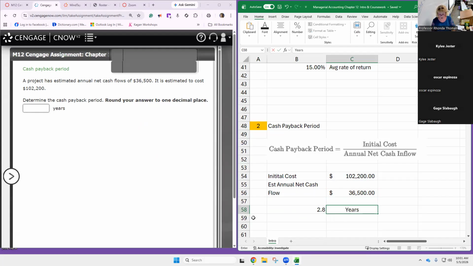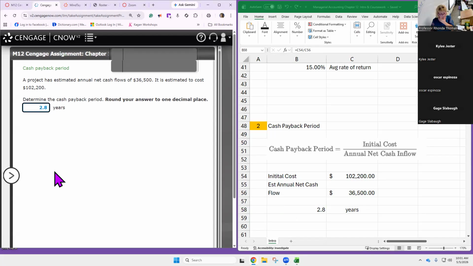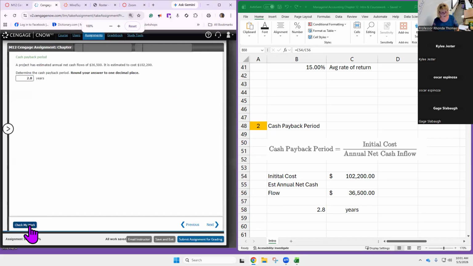So once again, this project that cost us 102,200 with an estimated annual net cash flow of 36,500 should pay us back in 2.8 years. Okay, 2.8 is what I got. So let's key this in. And once again, we don't concern ourselves with the time value of money for either one of these.